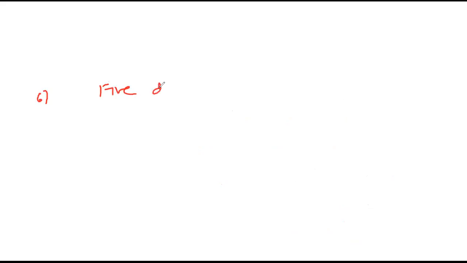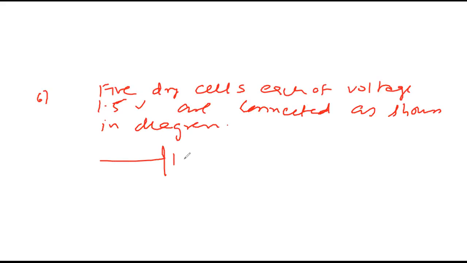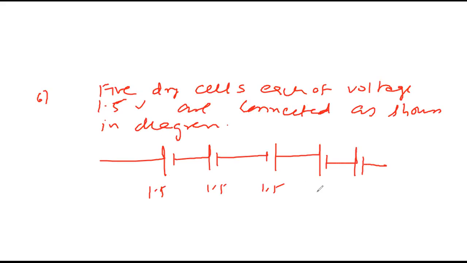Five dry cells, each of voltage 1.5 volt, are connected as shown in the diagram. One diagram: 2, 3, 4, 5. Each is 1.5, 1.5, 1.5, 1.5, 1.5. Plus minus, plus minus, minus plus, plus minus, plus minus.